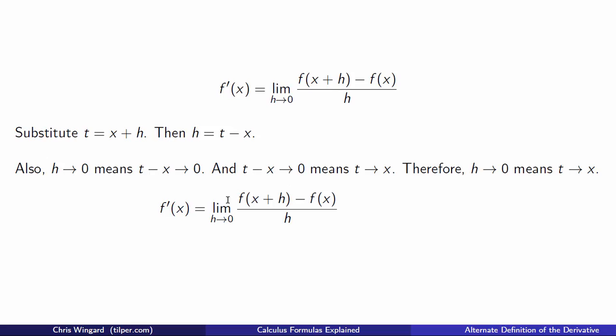So now we can put everything together, and we have f prime of x equals the limit as h goes to 0 of f of x plus h minus f of x, all divided by h. So now that equals the limit as t goes to x, because remember, t goes to x as h goes to 0. And then, because we're making the substitution t equals x plus h, f of x plus h gets replaced with f of t. And we still have our minus f of x up there. And finally, h is t minus x, so we have t minus x down here. And that's how we can establish the alternate definition of the derivative.